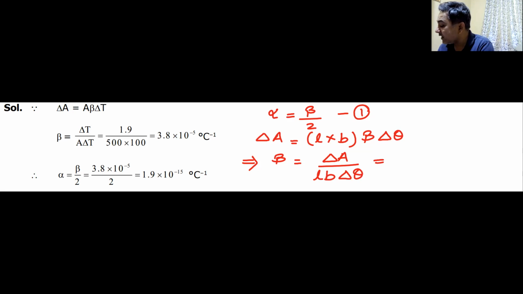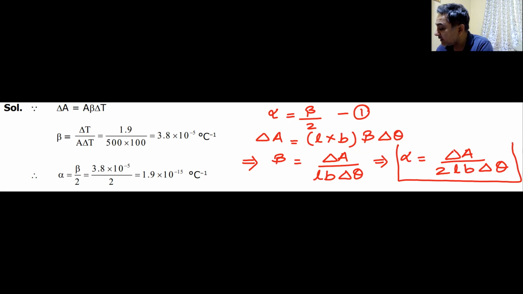From here, I can find out the value of alpha. Alpha is beta divided by 2. Change in area divided by 2 into length into breadth into delta theta. That is what you call algebraic answer. You can now put the values here and get your answer.